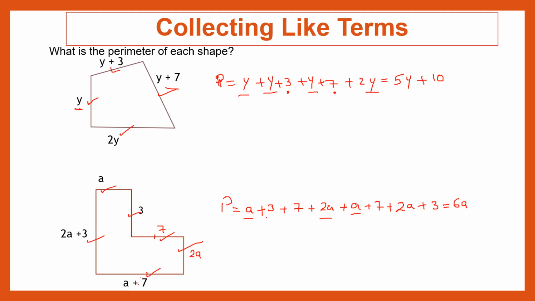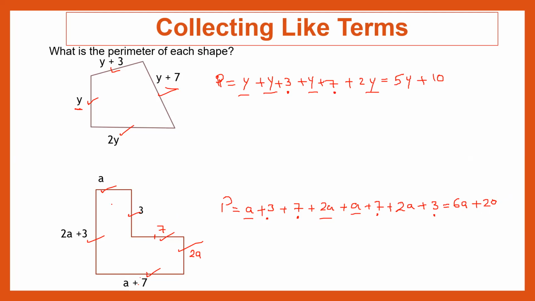My second term is going to be positive 3, positive 7, that makes a 10. Another positive 7, that makes 17. And another 3, that makes 20. So my answer is 6a plus 20. Okay, so the expression 6a plus 20 represents the perimeter of the shape. So now you have seen how we collect like terms. We have seen how we can use that in application of the shape.